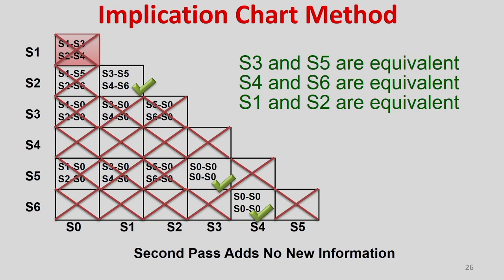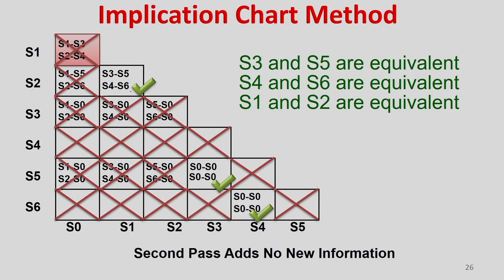Then what are the equivalent sets? Many crosses were put in the array X, but some were not crossed, and some of these not-crossed or right symbols are still there in the X array. So what does it signify in the implication chart? It signifies that S3 S5 are equivalent, S4 S6 are equivalent, and S1 S2 are equivalent. So this corresponds to this one, this corresponds to this one, and this corresponds to this one.